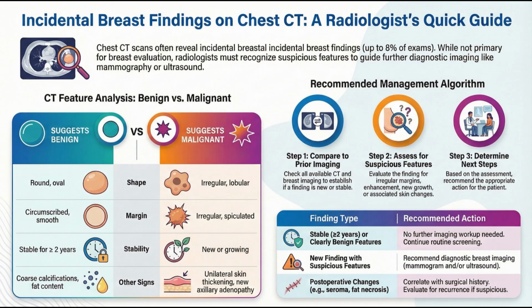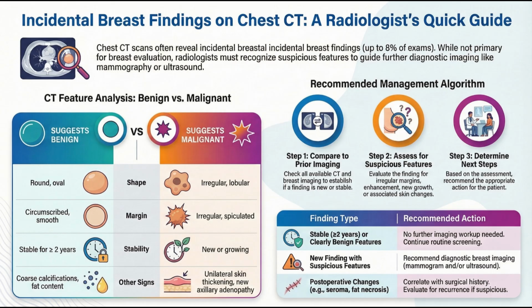What about asymmetries, where it's not a distinct mass, just tissue that looks different? Here, the term to know is developing asymmetry. That means it's new, it's growing, or it's just more obvious than it was on the last scan. And that's a big deal. It's the biggest red flag in this category. It carries a 12 to 15% risk of cancer and always needs a workup. As opposed to just some stable asymmetric tissue that has fat mixed in. Which is usually just a normal variant. Benign. And what about changes to the skin?